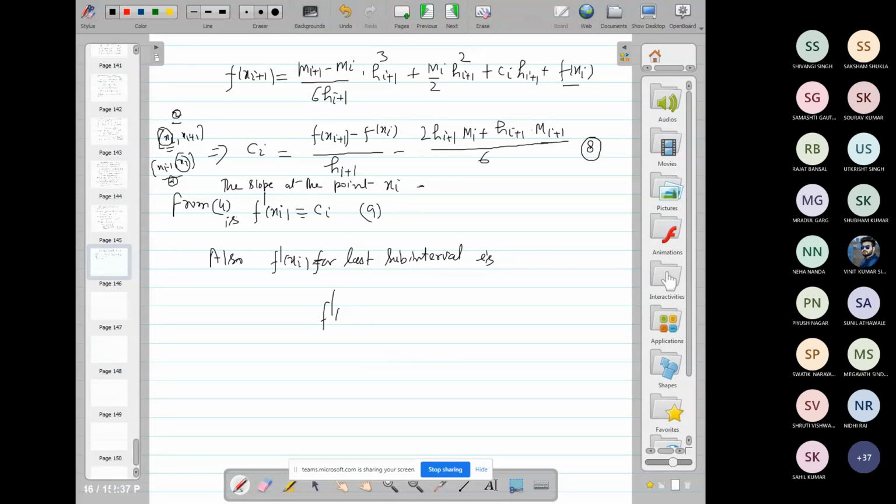f dash xi. For the last subinterval, that will be xi minus 1 and xi, then f dash xi is equal to 3ai minus 1 into (xi minus xi minus 1) square plus 2bi minus 1 into (xi minus xi minus 1) plus ci minus 1.